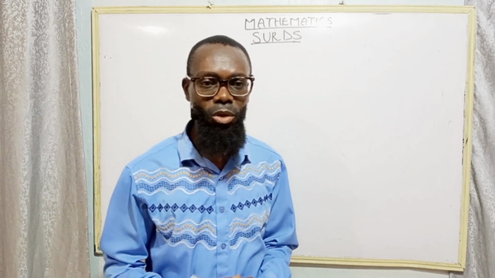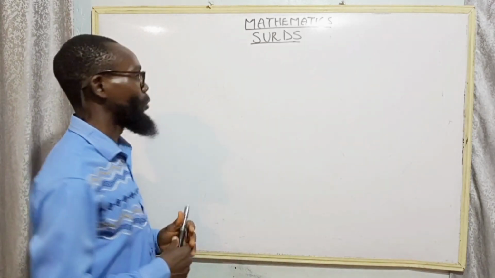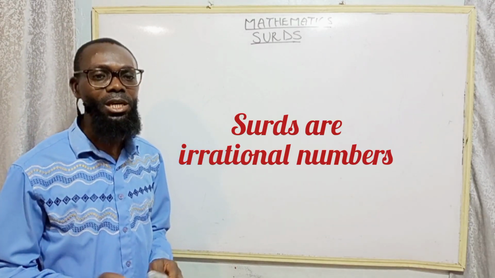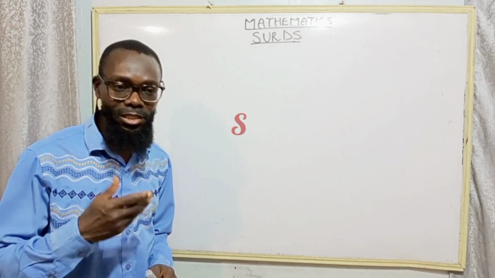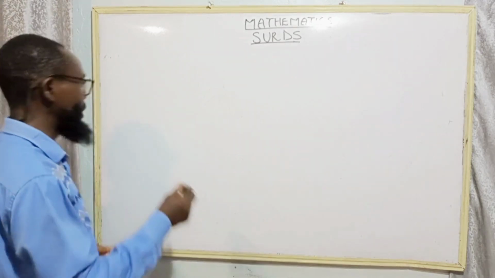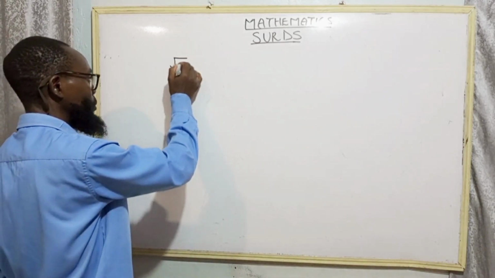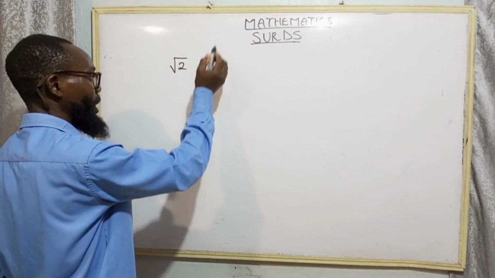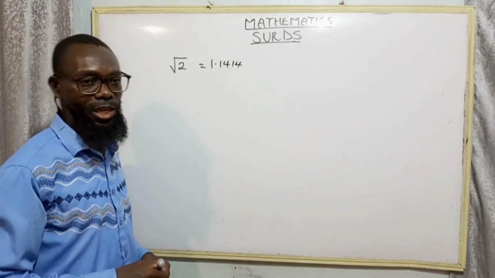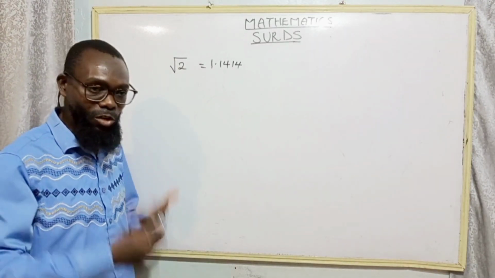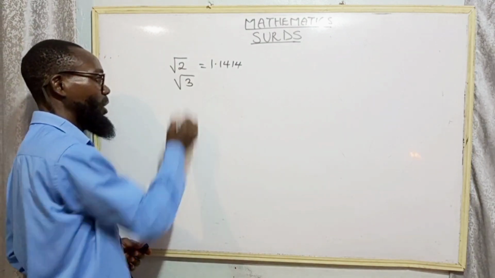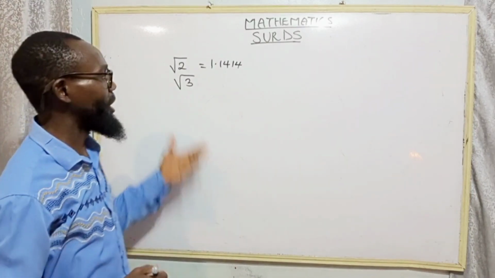Now, surds. What do we refer to as surds? Surds are irrational numbers, meaning numbers in which the decimals keep recurring. Say for instance, the square root of 2 gives us 1.1414 and so on like that. It doesn't have a specific number as the square root. The decimal point keeps recurring. Likewise, the square root of 3 and so on. That's what we call surds.